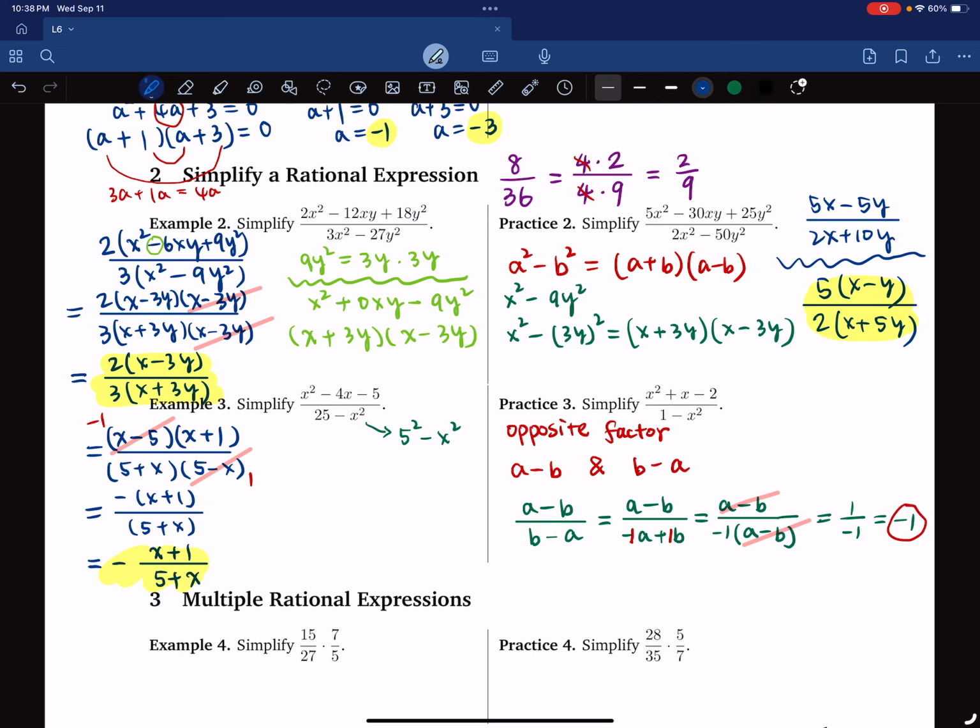Okay, now pause the video and practice 3. Okay, I'm going to give you the answer to practice 3. The answer is negative x plus 2 over x plus 1. That's the answer.